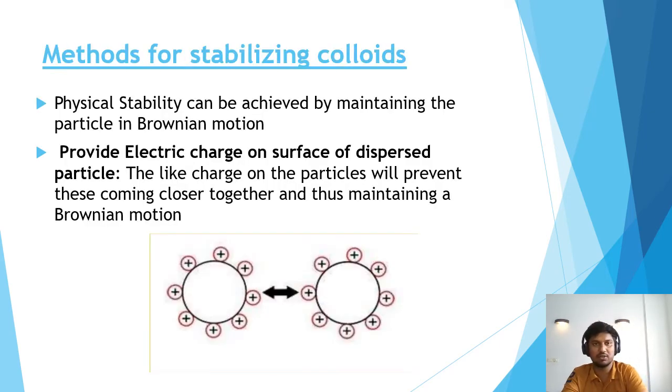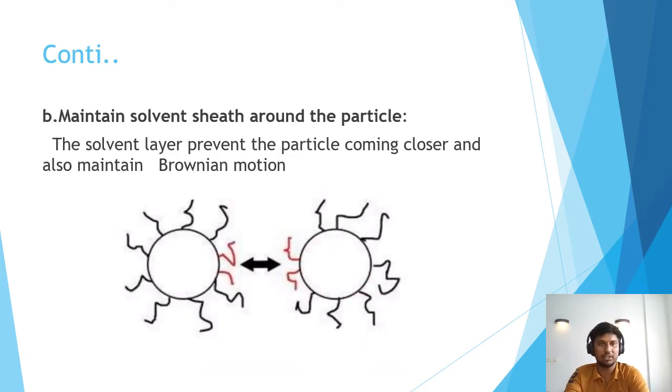Methods for stabilizing colloids. Physical stability can be achieved by maintaining the particles in Brownian motion and providing electrical charge on the surface of the dispersed particles. The like charge on the particles will prevent them from coming closer together and thus maintain Brownian motion. We know that like charges always repel each other, so when they repel each other, they follow random motion, which is known as Brownian motion. And coming to the next point, maintain a solvent sheath around the particle. The solvent layer prevents the particles from coming closer and also maintains Brownian motion.